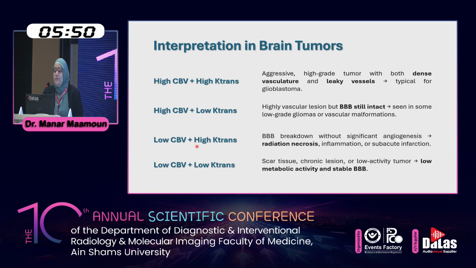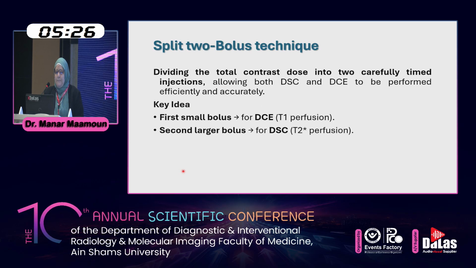Low cerebral blood volume with a high K-trans value could occur with radiation necrosis, because radiation necrosis involves breaking of the blood-brain barrier, so the vessels are leaky, but there is no angiogenesis and no increase in blood vessel density in this area. Low cerebral blood volume and low K-trans is considered a safe finding for a low metabolic lesion and stable blood-brain barrier.